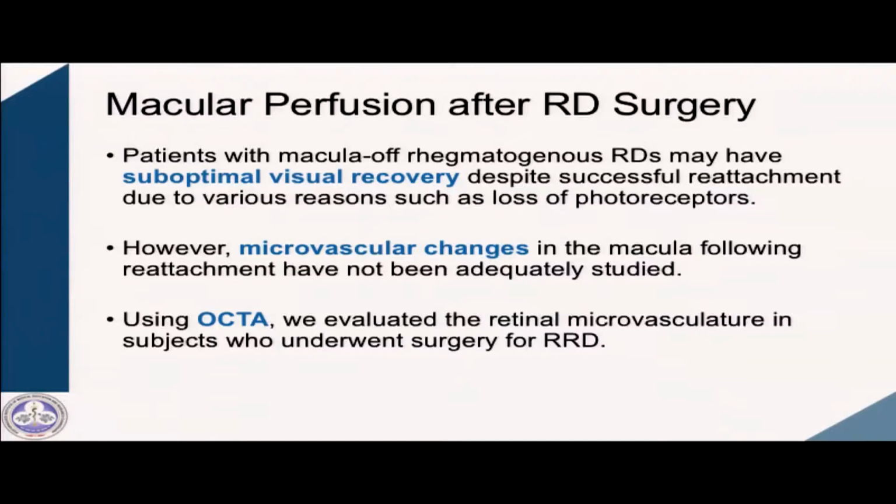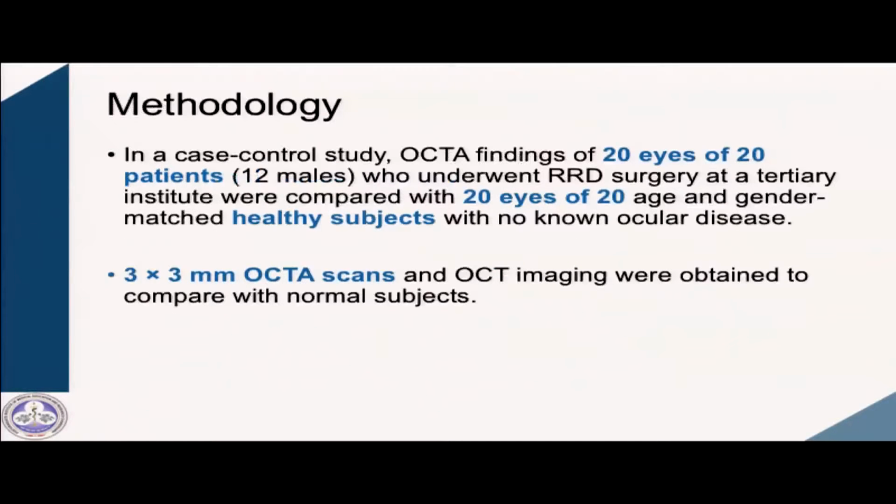We all know that we have patients who've had retinal detachment surgeries and they have suboptimal visual recovery despite successful reattachment. And these have been attributed to various reasons such as loss of photoreceptors. However, microvascular changes that occur in the macula following reattachment have not been adequately studied previously. Using OCTA, we evaluated these changes among patients who underwent successful surgeries for retinal detachments involving the macula.